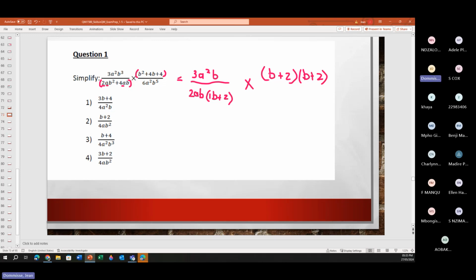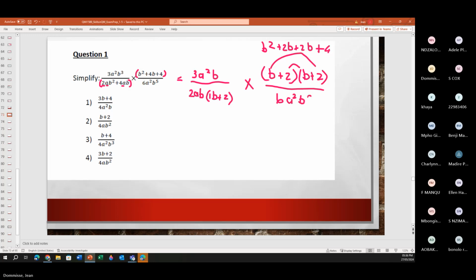b plus 2, so b times b is b to the power of 2. b times that one is plus 2b, that times that is plus 2b. So that would have been plus 4b, and 2 times 2 is plus 4. Okay, so let's just factorize. I don't know if that will help us at all, but now at least at the bottom we've got 6ab to the power of 5.